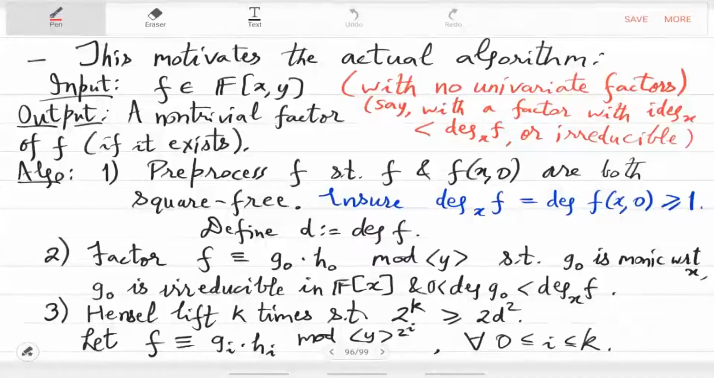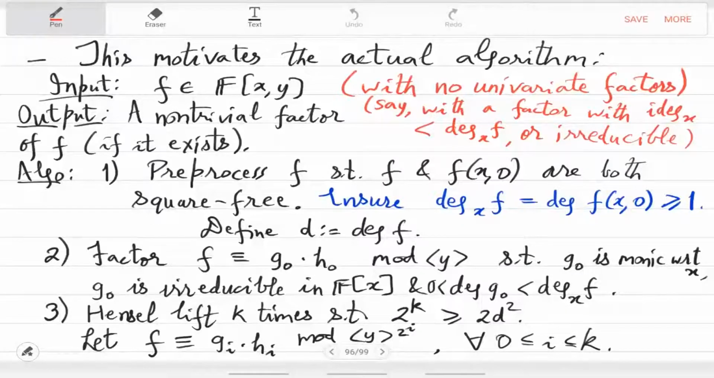If f is not square free, then you take GCD with the derivative and factor f. If f is square free but f at y equal to 0 is bad, then you shift, look at some other y equal to alpha, and that will also have the side effect of making the degree of f at y equal to 0 unchanged. It will be the same as the individual degree of f at x. So let's say the total degree of f is d. You factorize first mod y.